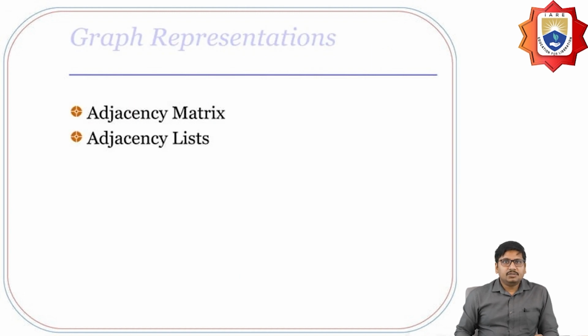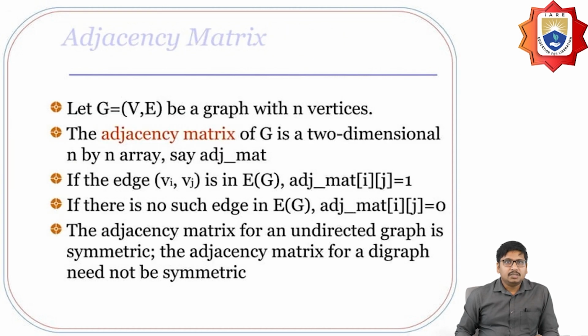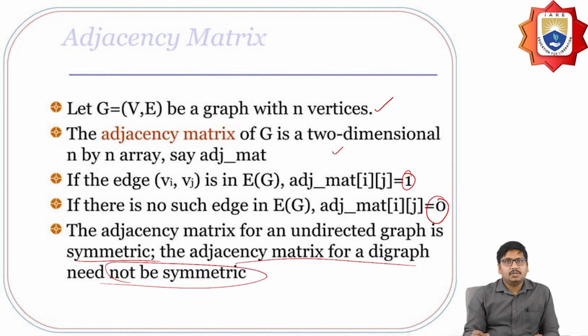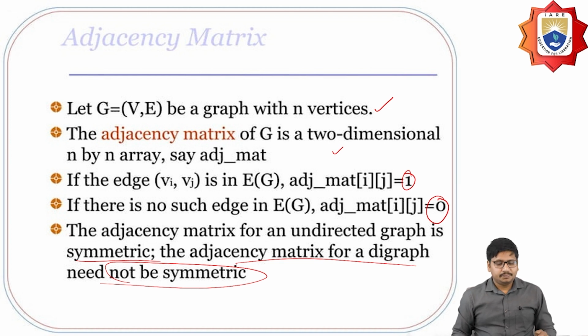So, graph representations. There are two types of representations: adjacency matrix and adjacency list. So what is this adjacency matrix? Let G be a graph with n vertices. The adjacency matrix is a two-dimensional array in which an edge is represented as 1 whenever there exists an edge from one vertex to another. If no such edge exists in the graph, then I represent it as 0. The adjacency matrix for an undirected graph is symmetric, whereas the adjacency matrix of a digraph may not be symmetric. These are the basic terms you have to learn.